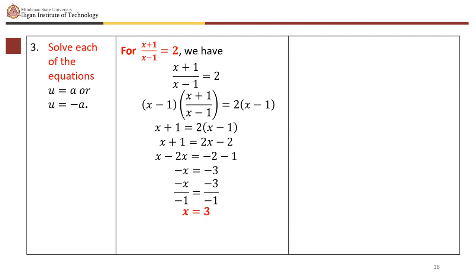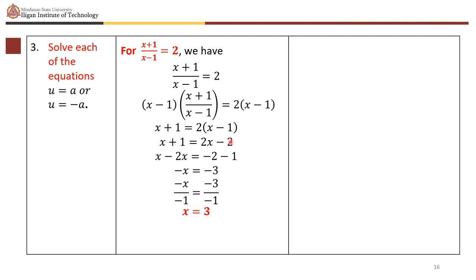So for x plus 1 over x minus 1 equals 2, we have the following. That is, we have x plus 1 over x minus 1 equals 2. We get rid of the fraction by multiplying both sides by x minus 1. So x minus 1 and x minus 1 cancels out here. So what is left is x plus 1 equals 2 times x minus 1. And then distribute 2 on the other side. So we have 2x minus 2.